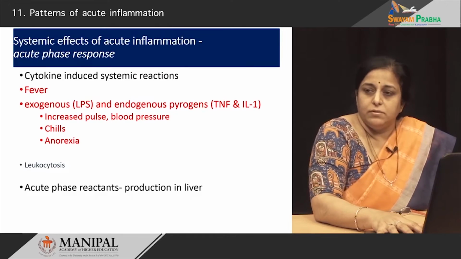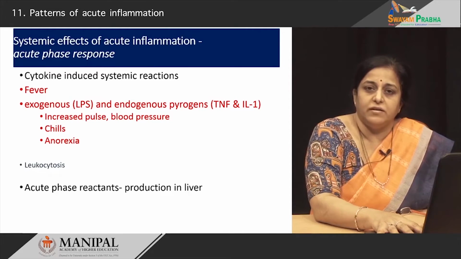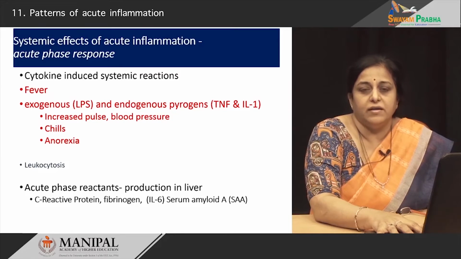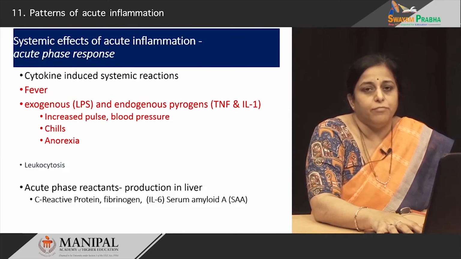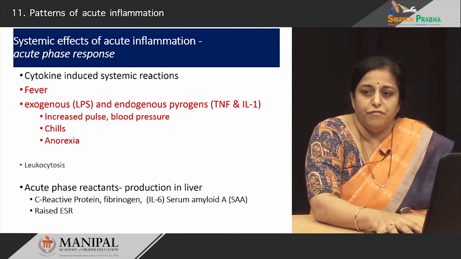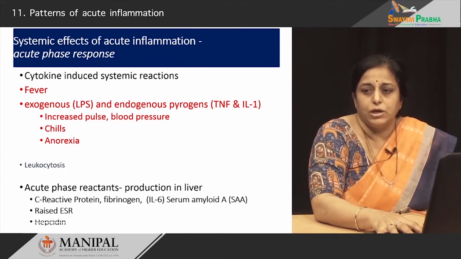So, the next thing is acute phase reactants. Acute phase reactants are mostly produced by the liver, and some of the acute phase reactants that we know are C-reactive protein, fibrinogen, serum amyloid associated protein, etc. When we have a raised C-reactive protein in the blood, that signifies that there is infection. Raised ESR we know is a feature of infection. This is also a manifestation of inflammation because of the release of cytokines. These molecules are produced by the liver and released into circulation.